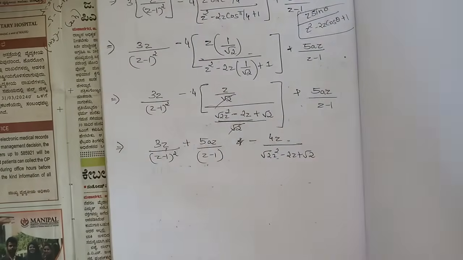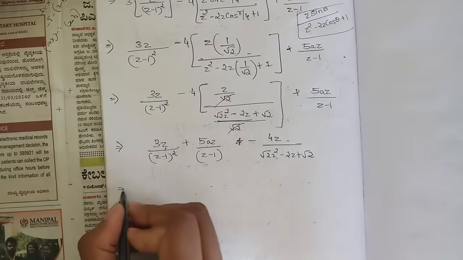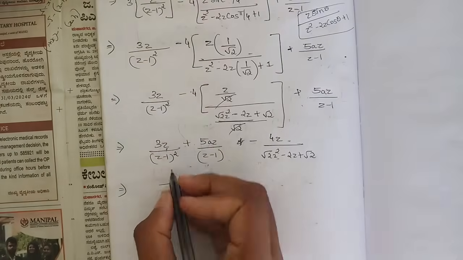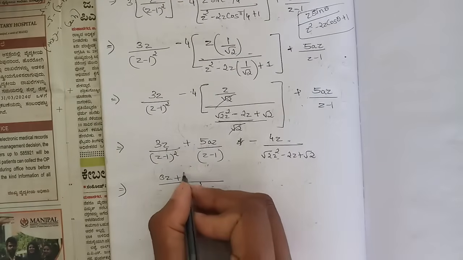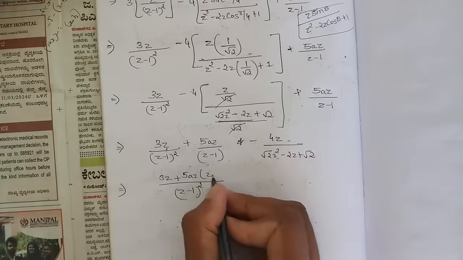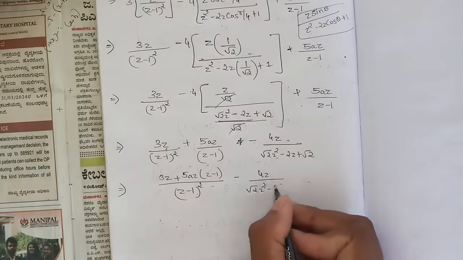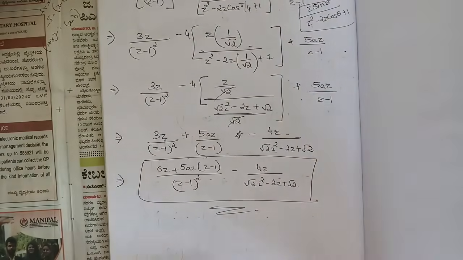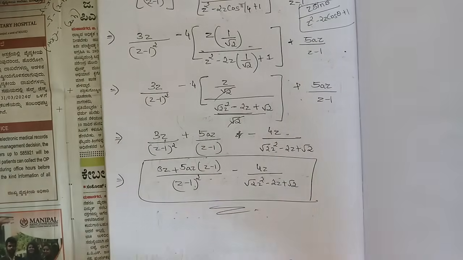So we can keep this answer as it is, or we can even further simplify this by taking the LCM for these two terms. The highest degree term we can take as LCM, divided by, plus 5az into (z minus 1), root 2 z square minus 2z plus root 2. So this is the required answer. We can simplify this by multiplying z, or we can keep it as it is. So this is the required answer. So we'll solve some more problems.